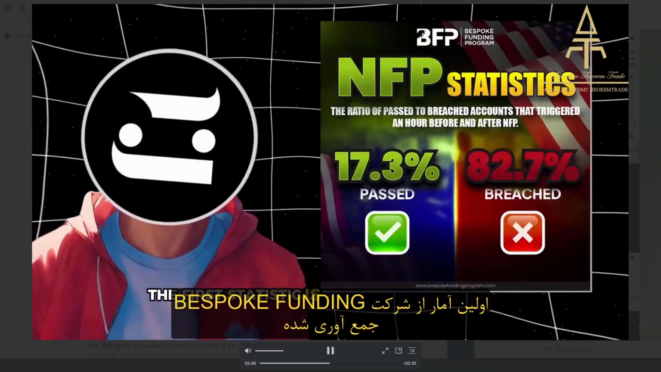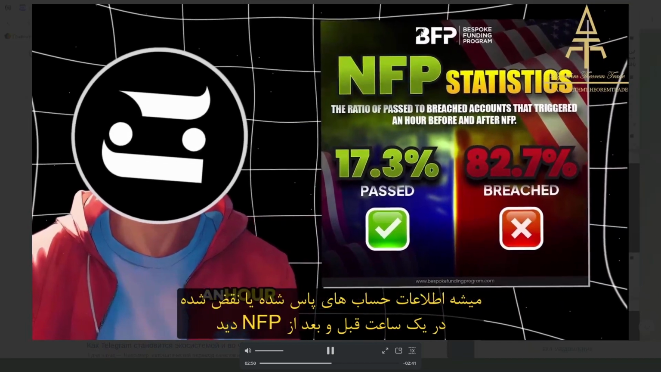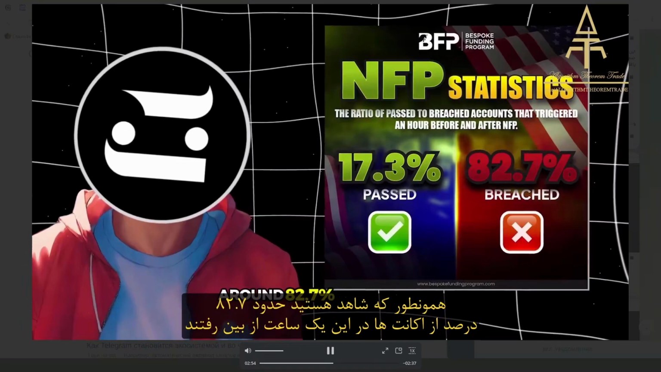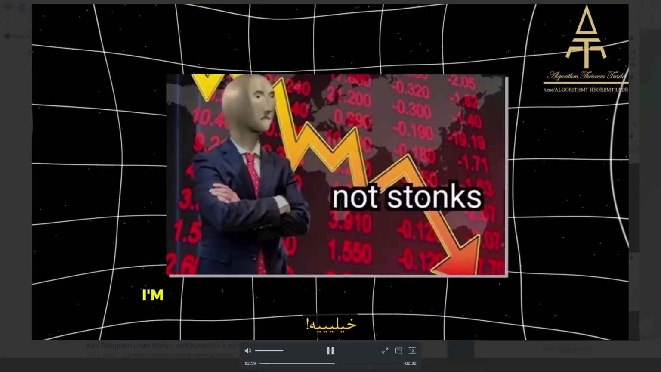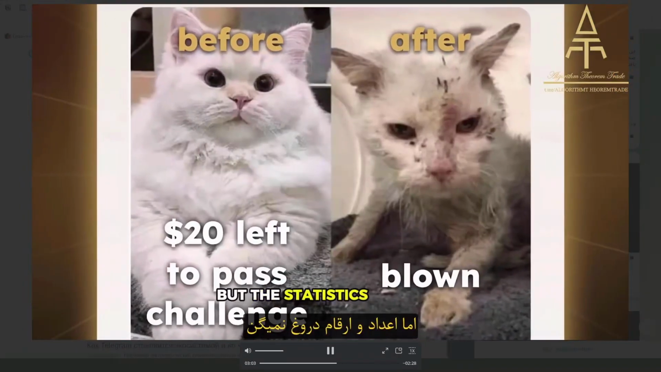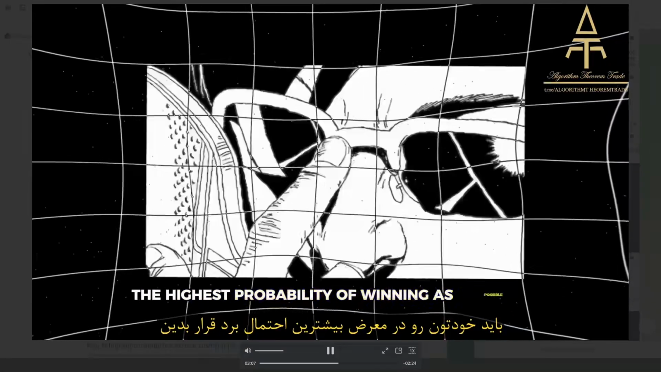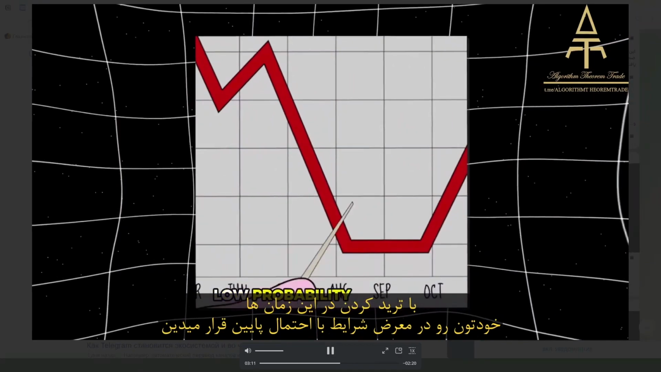Take a look at these statistics. The first statistic is from Bespoke Funding. We can see the results of past or breached accounts an hour before and after NFP. As you can see, around 82.7% of accounts got breached during this time window. That's a lot. I'm not saying you cannot be one of the few exceptions to pass the account, but the statistics don't lie. You want to position yourself with the highest probability of winning as possible. By trading these, you are essentially putting yourself into low probability conditions.